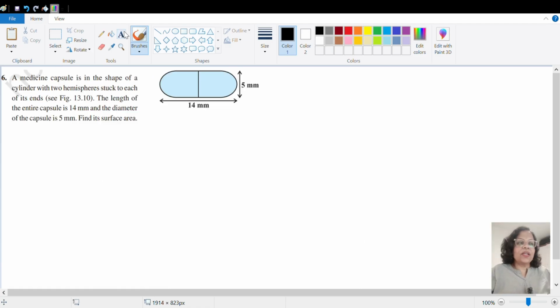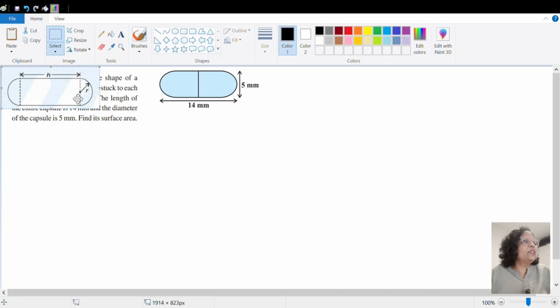Okay, so now let's start with our next question, question number 6, which says a medicine capsule is in the shape of a cylinder with two hemispherical ends, one at each end. The length of the entire capsule is 14 mm. The diameter of the capsule is 5 mm. Find the surface area.